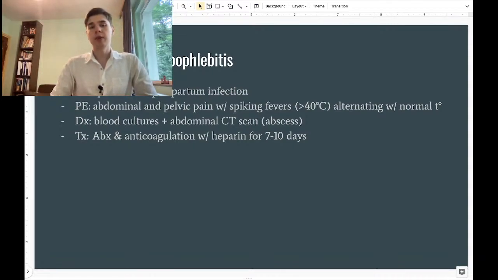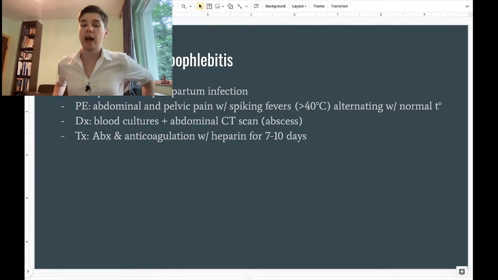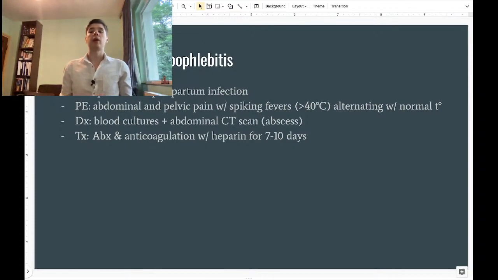The diagnostic methods are represented by blood cultures and abdominal CT scans to identify a possible abscess. The treatment has the same antibiotic scheme as for postpartum infection, but it also has anticoagulation. Talking about anticoagulation in the postpartum period, this will be done with heparin for 7 to 10 days.